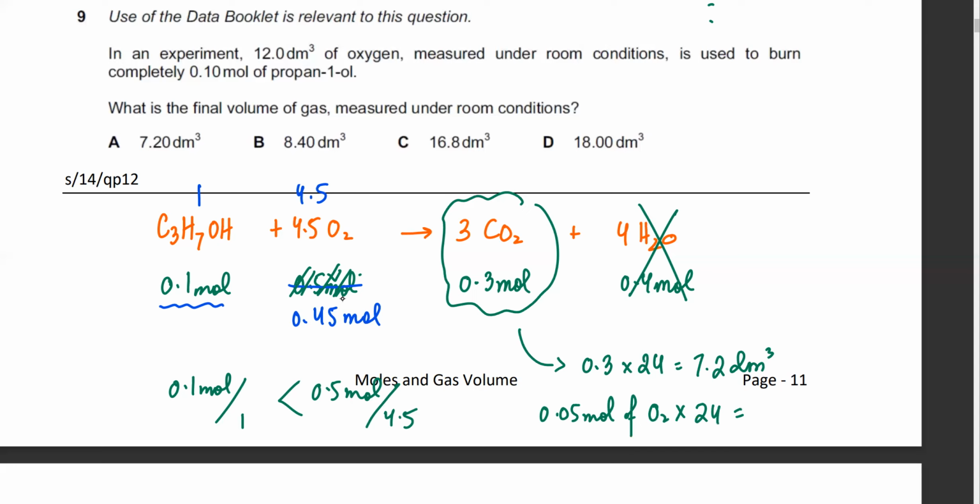I think 1.2. Is it 1.2? Yes, sir. So iska matlab hai there's some leftover oxygen as well. So the final answer would be 7.2 dm cube of carbon dioxide that's produced, and wo jo bachi hui remaining leftover oxygen, that's going to be part of it as well. So the total volume would be 8.4 dm cube, because there's going to be 1.2 dm cube of leftover oxygen as well. Is this question clear? Clear hai? Yes, जी सर.